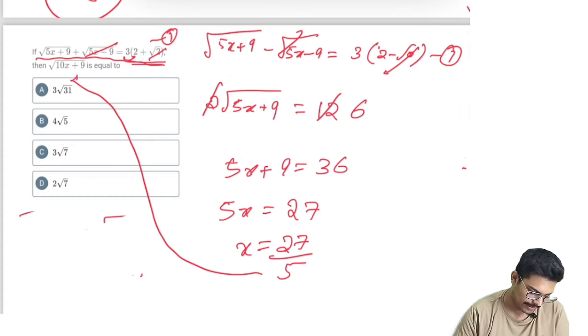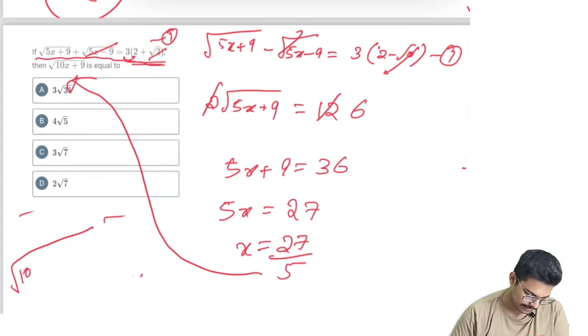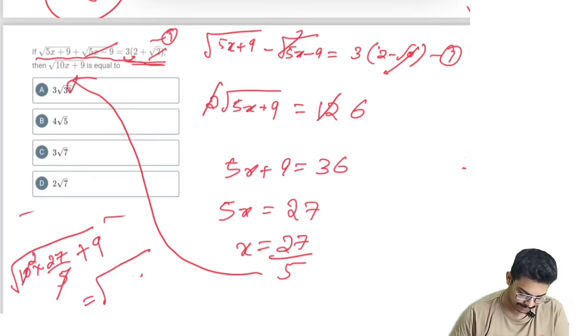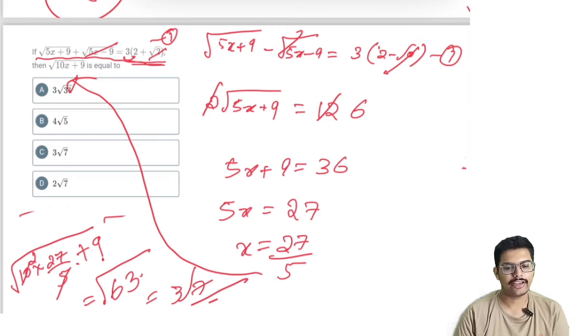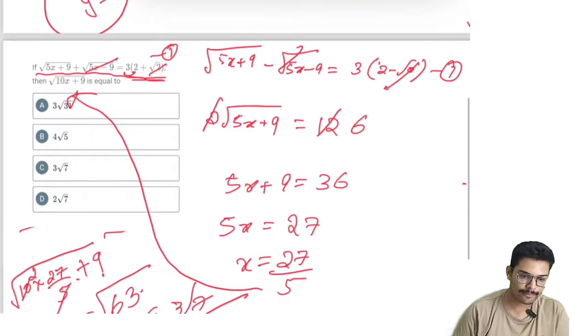You can substitute the value here, it will be root of 10 into 27 by 5 plus 9. It will be 2, it will be root 54 plus 9 will be 63, and you will get 3 root 7. You can do any one of the methods.